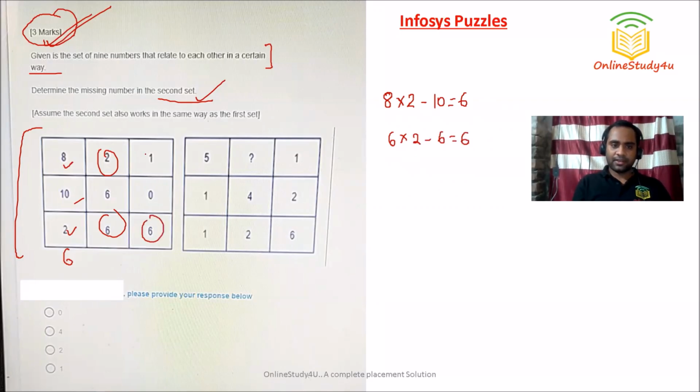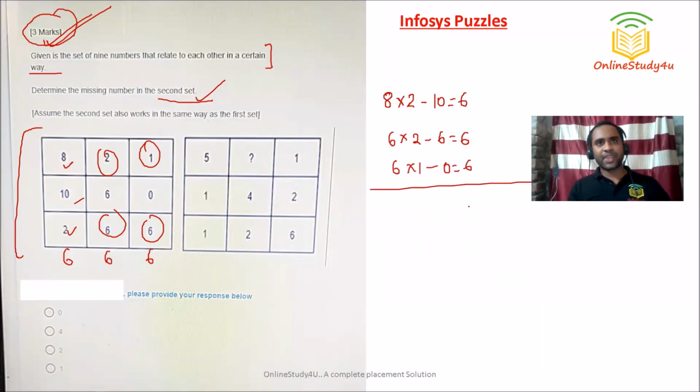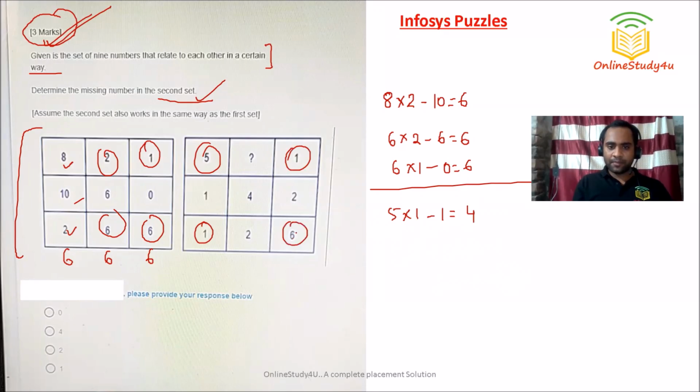Then here 6 into 1. See, you need to find out a common pattern between them. I have also told you, for one question, there might be more than one pattern. You do not have to worry about that. Then here 5 into 1 minus 1 will be 4. Then here 6 into 1 minus 2 will be 4. That means from this row also we want 4.